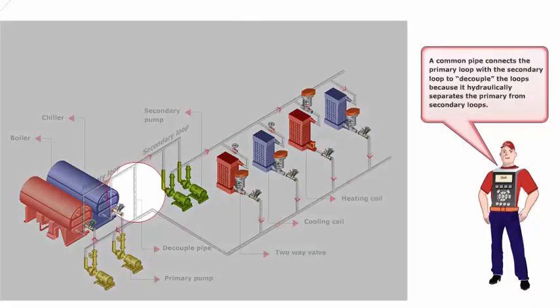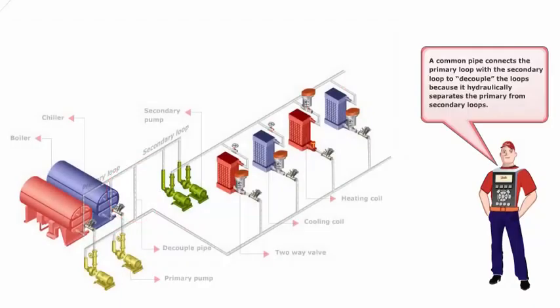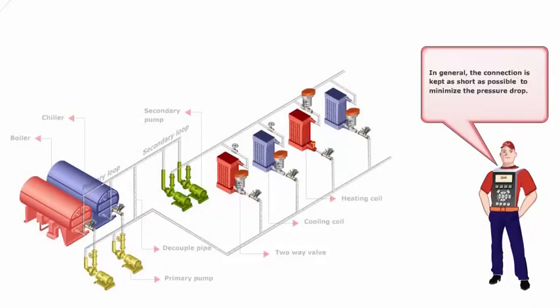A common pipe connects the primary loop with the secondary loop to decouple the loops, because it hydraulically separates the primary from the secondary loops. In general, the connection is kept as short as possible to minimize the pressure drop.